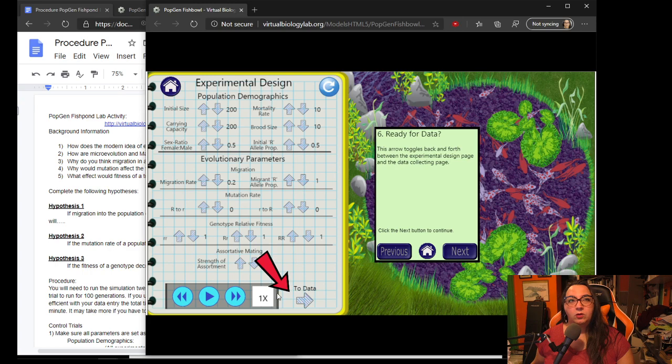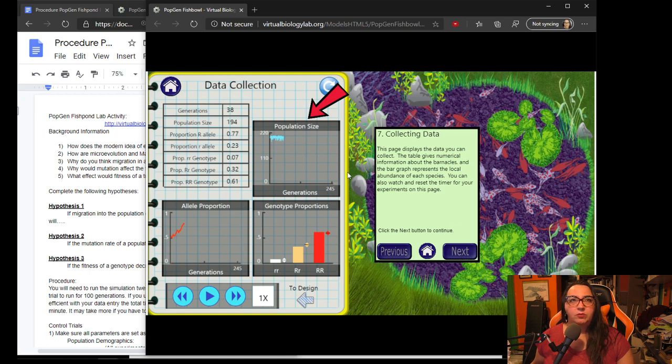Our data is this little arrow here. You can click over to go to your data, and it shows you about the graphs that you see, your population size, genotype proportions, allele, and then your data table.